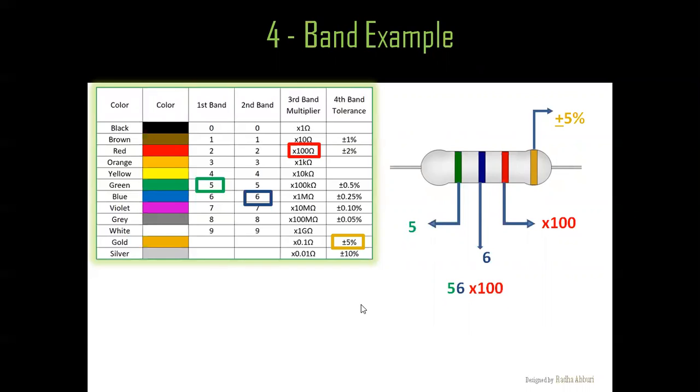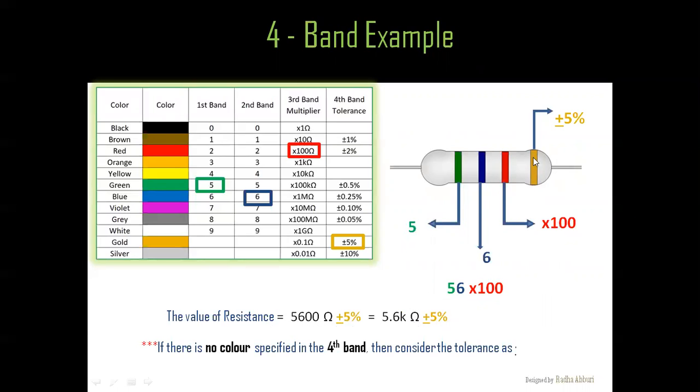5, 6, multiplication factor 100, you have the value of the resistance as 5600 ohms or 5.6 kilo ohms plus or minus 5%. Now, if you don't have any color specified in the 4th band, you will have to consider the tolerance as plus or minus 20%, which is not mentioned in the table.